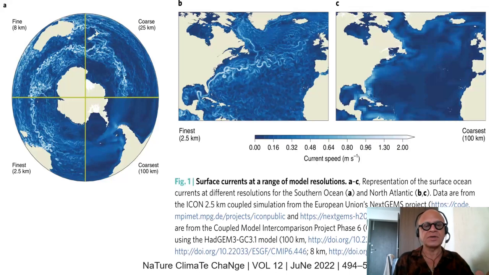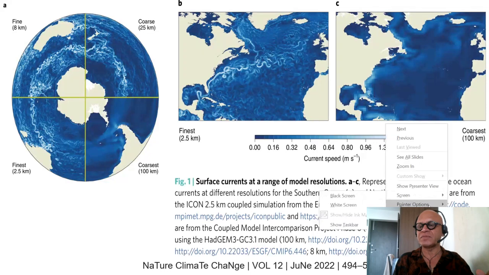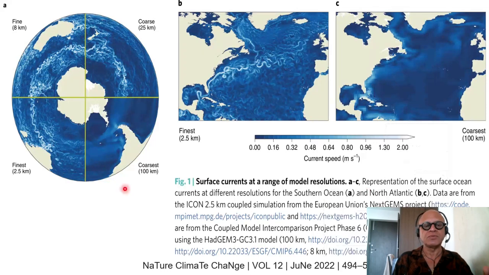So this is the first figure from that paper, which is showing the nice shot of the Southern Ocean here with a model at 2.5 kilometer resolution. So you can see on this corner, and then here you have fine resolution at 8 kilometer, and you have coarse resolution at 25 kilometers and coarsest resolution at 100 kilometer.